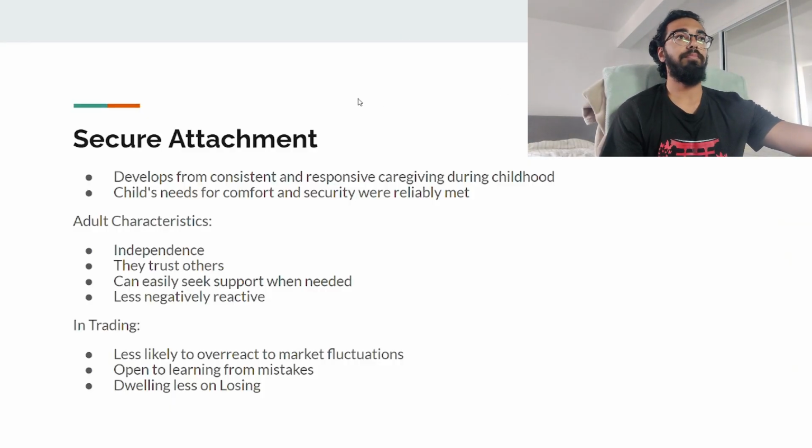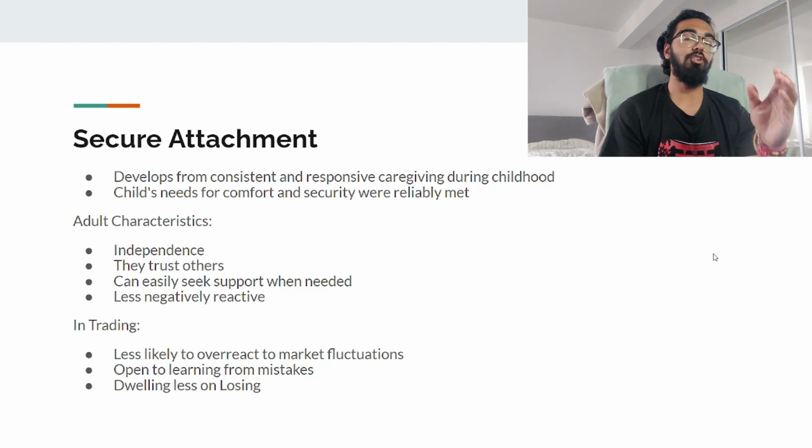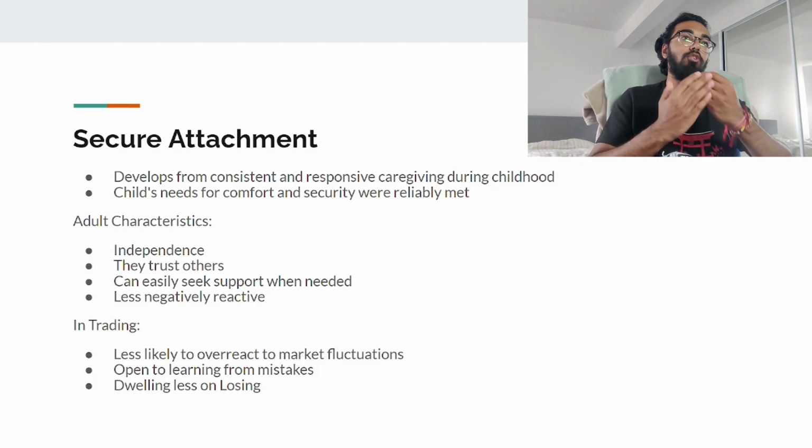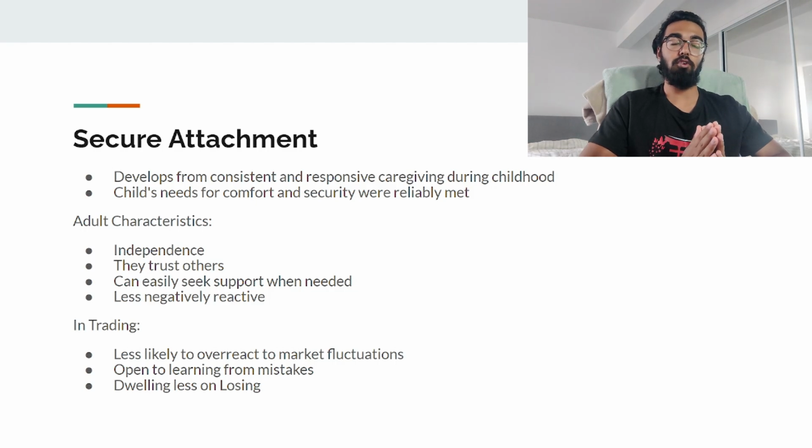So, secure attachment style develops from a consistent responsive caregiver during childhood. The child's needs for comfort and security were reliably met. And how this affects your characteristics as an adult is that it means you're more independent, you can trust others, you can easily seek support when needed, and you're less negatively reactive. And how this corresponds over to trading is that you're less likely to overreact to market fluctuations. So this is quite key, because as we know, market fluctuations, floating P&L, these are all things which do have an effect on us as humans.